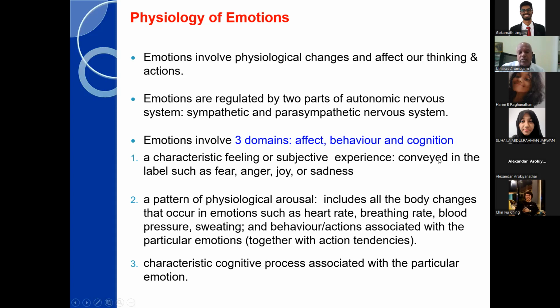A pattern of physiological arousal includes all the bodily changes that occur in emotions, such as heart rate, breathing rate, blood pressure, sweating, and behavior or actions associated with a particular emotion, together with action tendencies. Okay, what are action tendencies? Action tendencies are when you experience an emotion, you will have an urge. If the emotion is strong enough, you will experience an urge to act. We don't always do it.